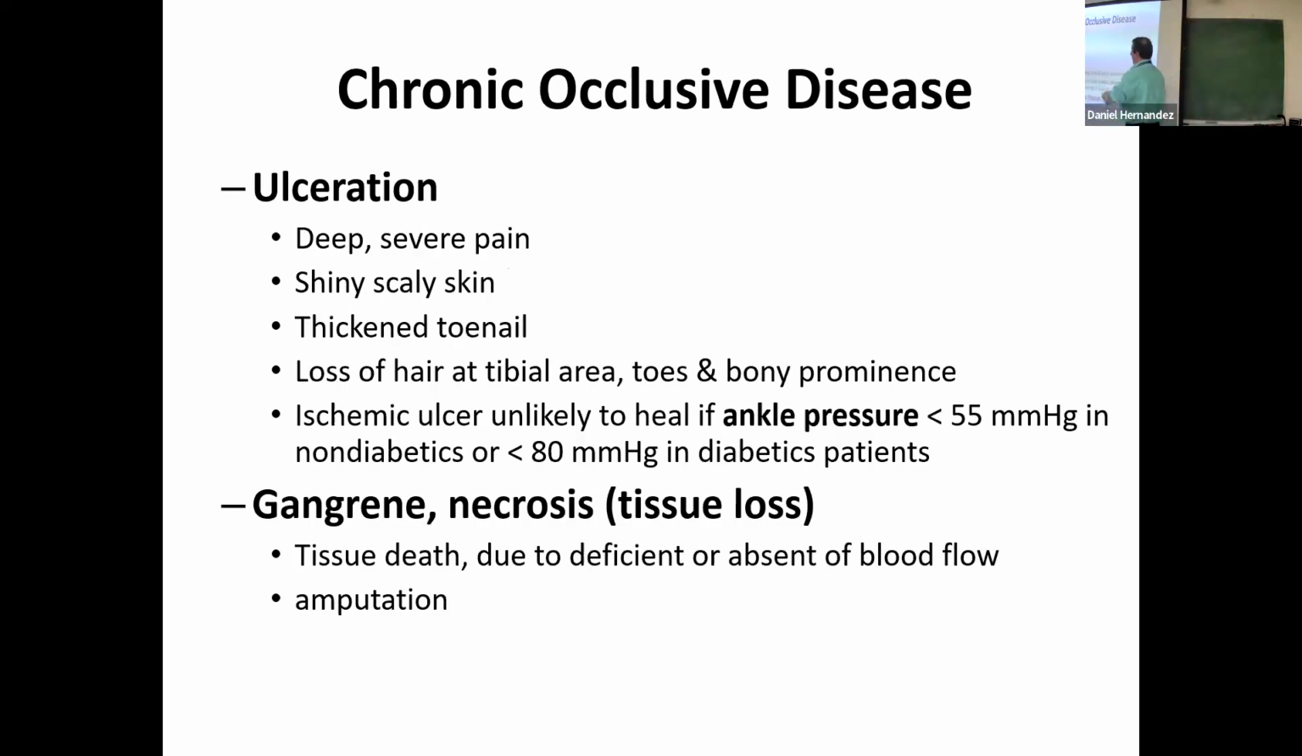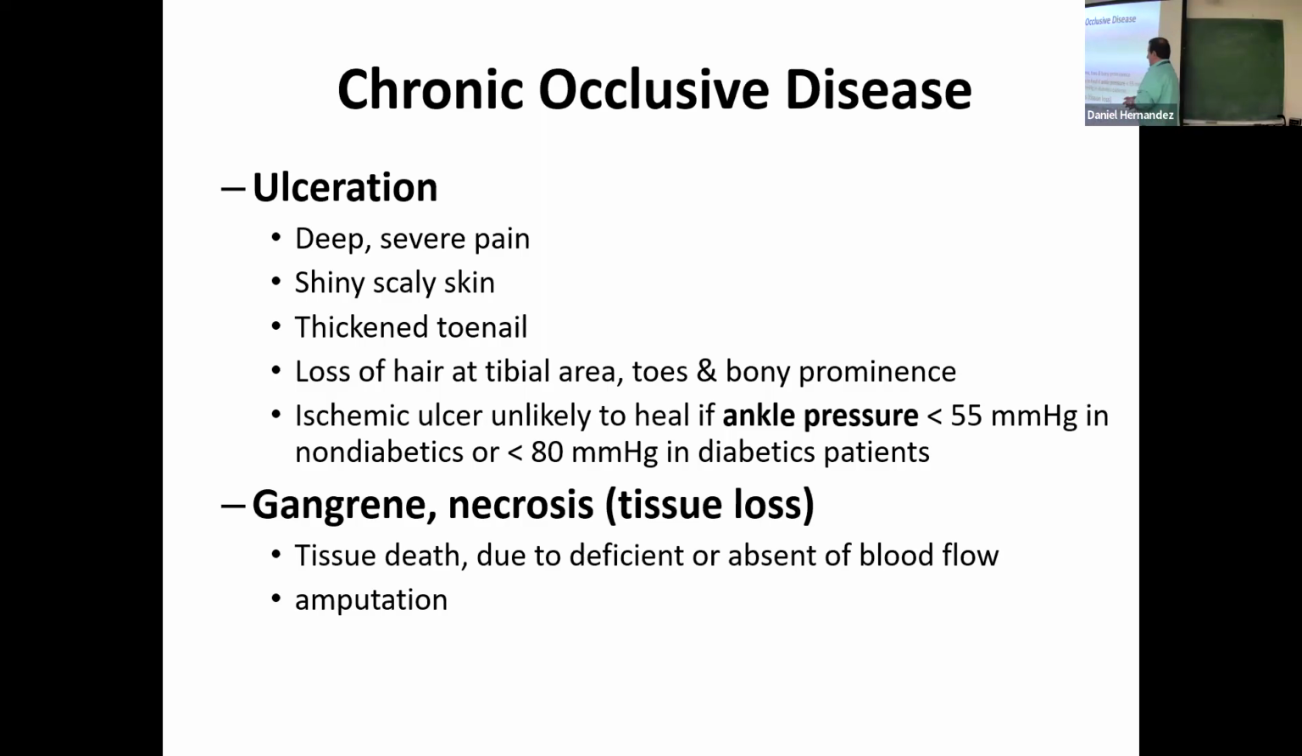So moving up now in severity, a patient might develop wounds and ulcers. So arterial ulcers are very deep. They're very painful. These patients will also have trophic changes. So there'll be changes to their skin as well. They'll have shiny, scaly skin. They might exhibit thickened toenails. If you have male patients, there'll typically be loss of hair on the shins and the tibia area, the bony prominences.